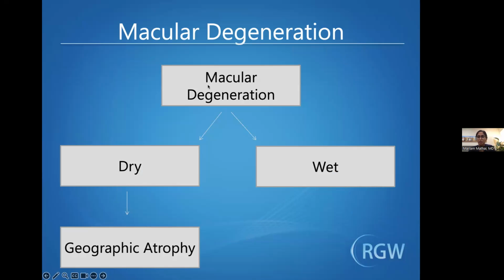Within macular degeneration, there are two types. The more common type is called dry age-related macular degeneration. The less common type is the wet macular degeneration. And within the dry type, there is a very advanced stage called geographic atrophy, and we'll be discussing all of these.